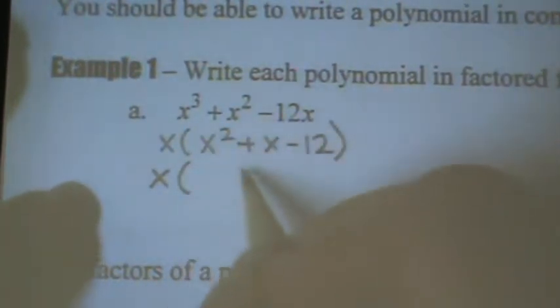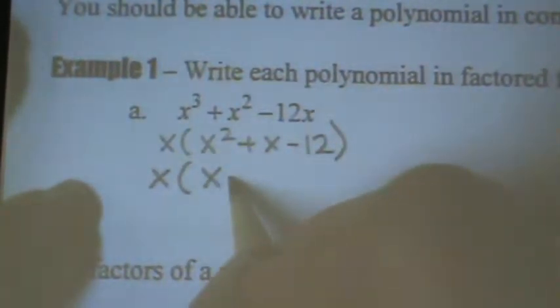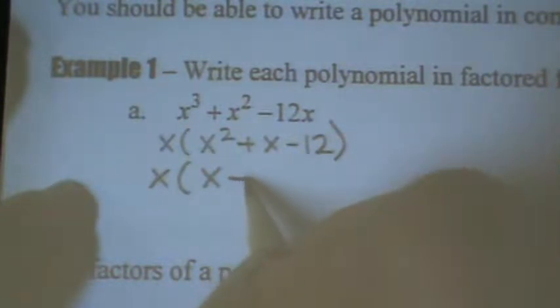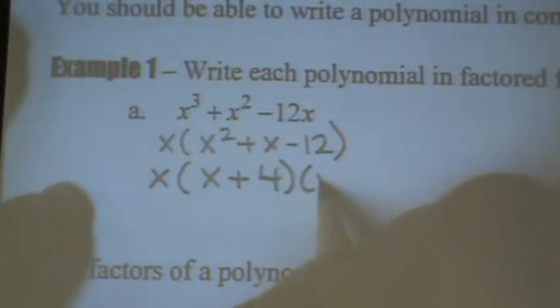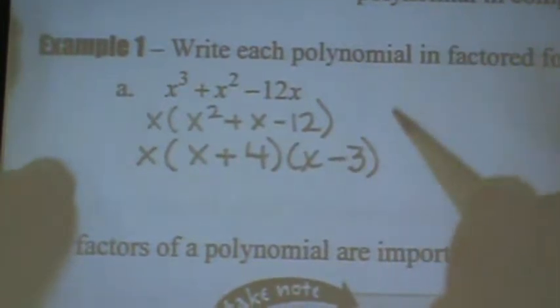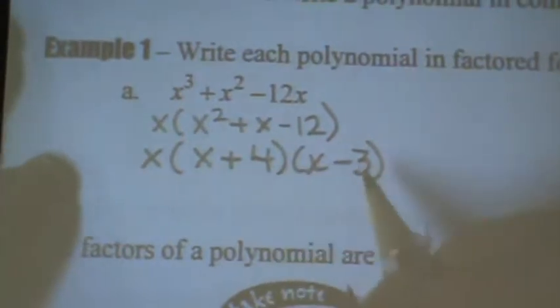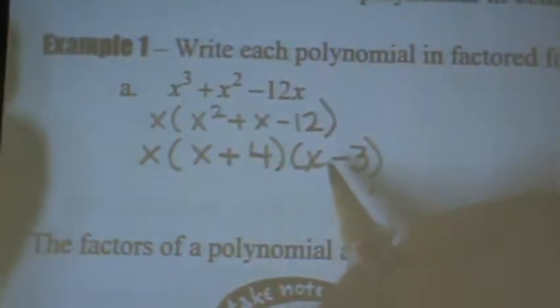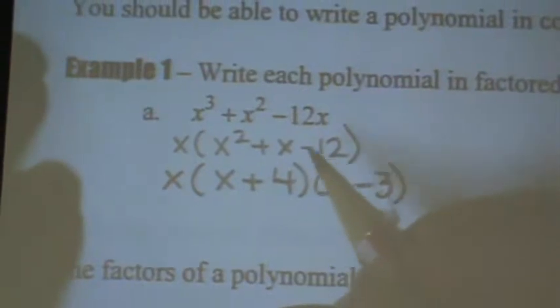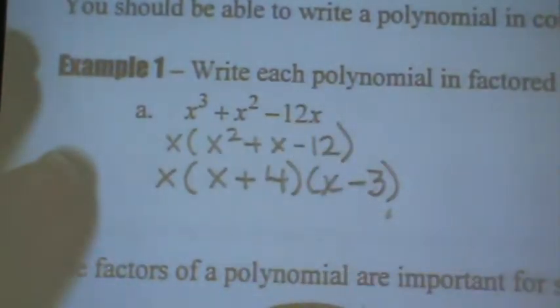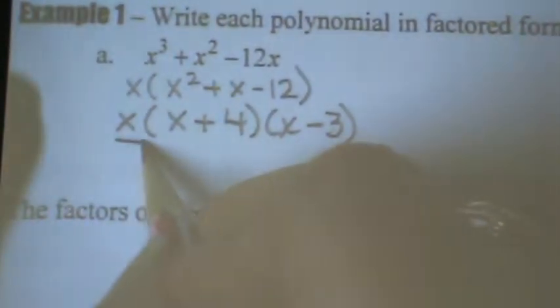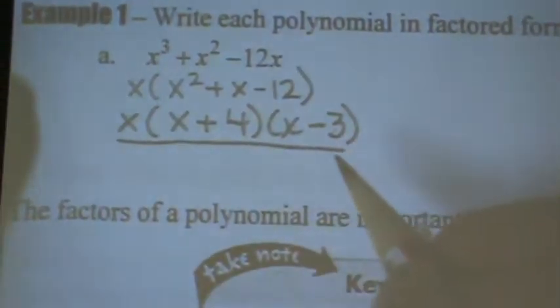Can this factor anymore? Yes, it could. What two numbers multiply to give you negative 12 but add to be 1? That would be 4 and negative 3. So this is asking you to write each polynomial in factored form. This answers that question.